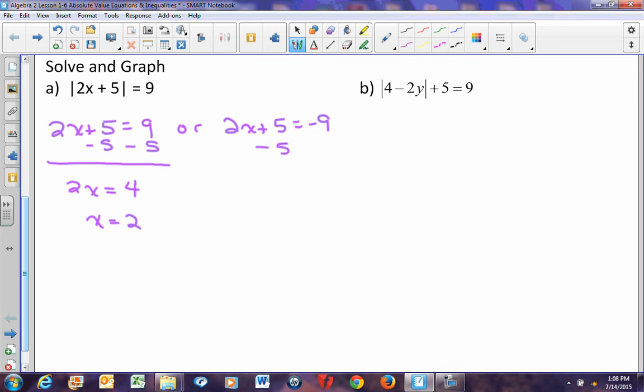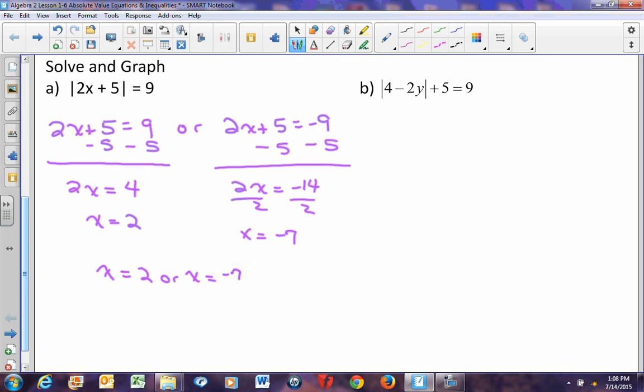Here I'll subtract 5, 2x equals negative 14, and x equals negative 7. So the answer here is x can equal 2 or x equals negative 7. And again, you can check these by going back into your equation. You should always check them to make sure that they're right.